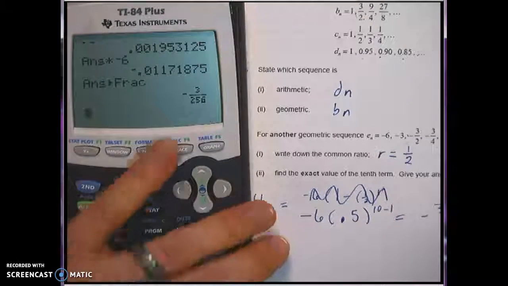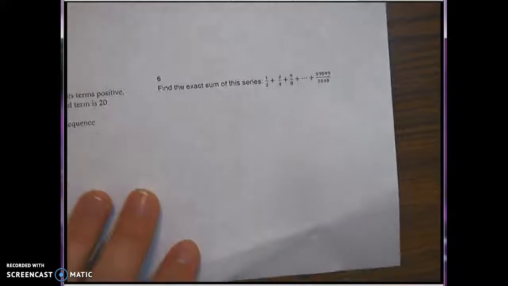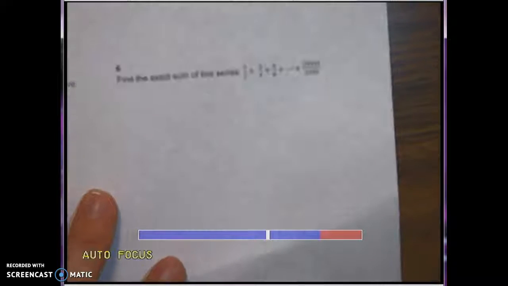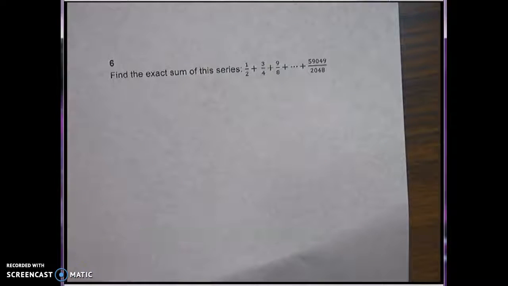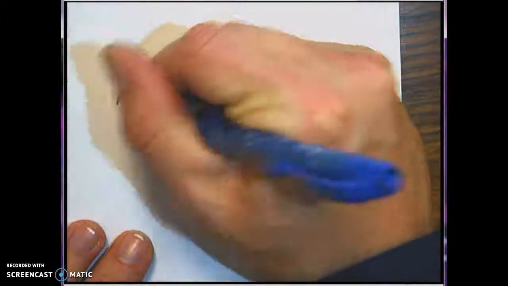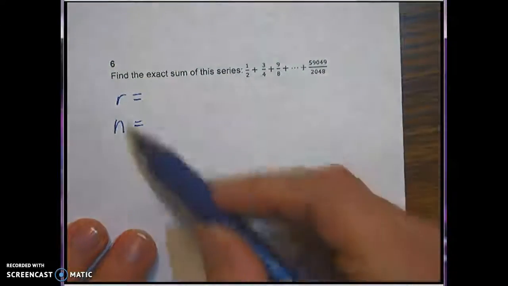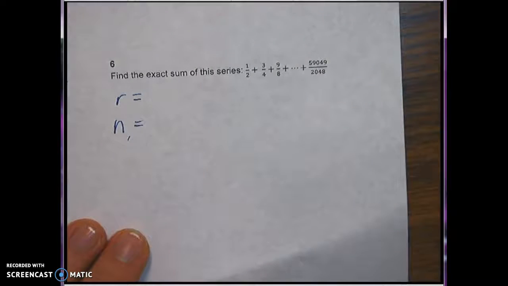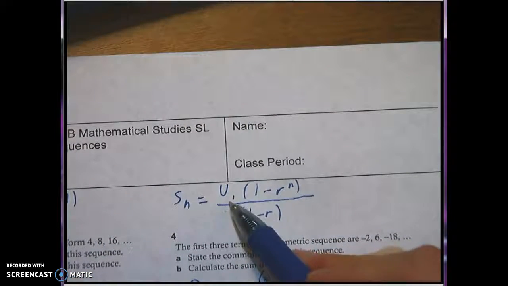Alright, I want to do one more, just because I think it's the hardest one. The hardest one here is number 6. Let's find the exact sum of this series, 1/2 plus 3/4 plus 9/8, plus so on. The hardest part about this is figuring out the two things, r and n, because these are the two things we need to know to plug it into the formula to calculate the sum.